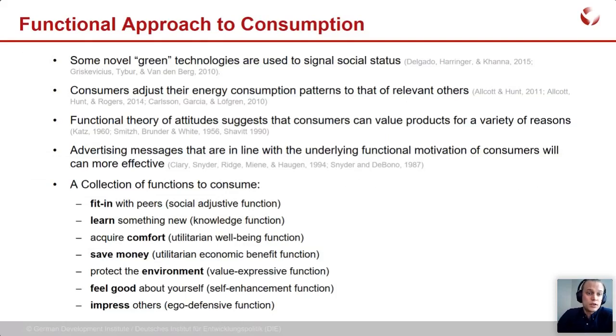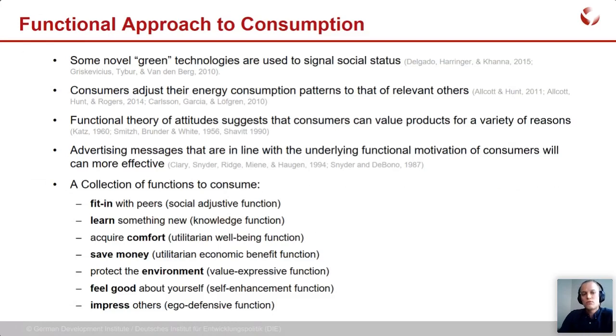According to the literature, people use consumer goods to signal status. Consumers also adjust their energy consumption to others. We've seen a presentation on this topic before in this session. And the functional theory of attitudes suggests that consumers value products for a variety of reasons, and these reasons can be used to motivate sustainable consumer choice.